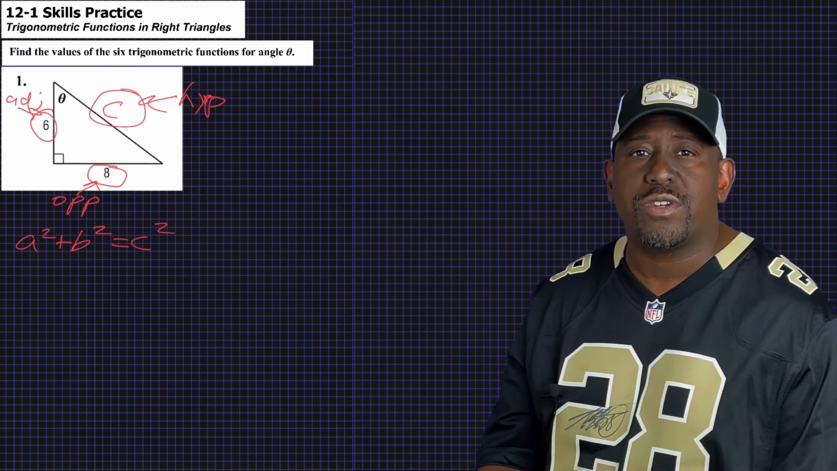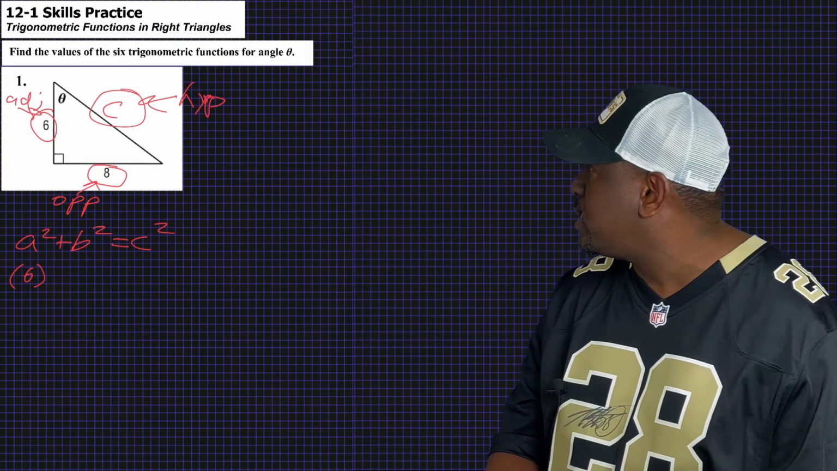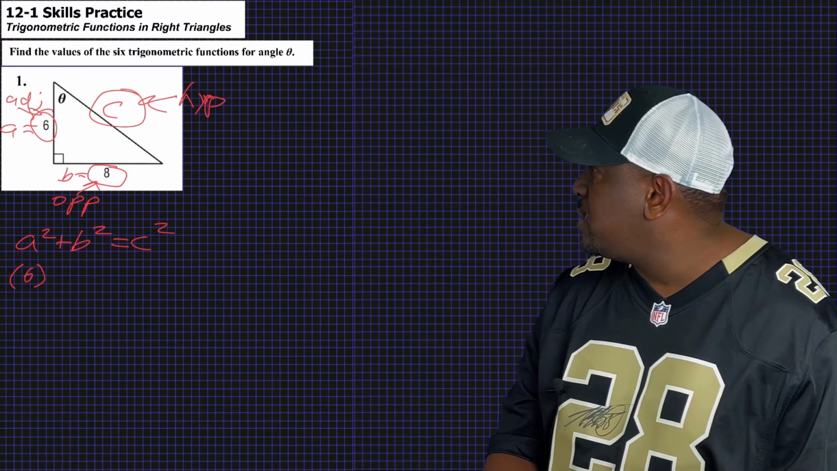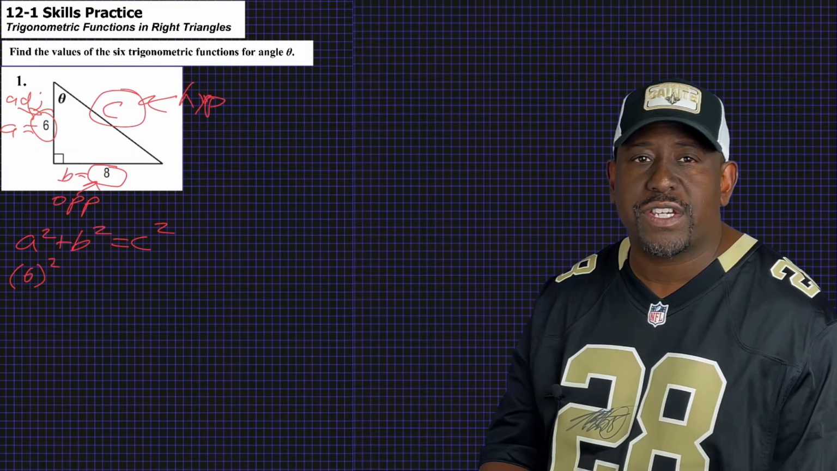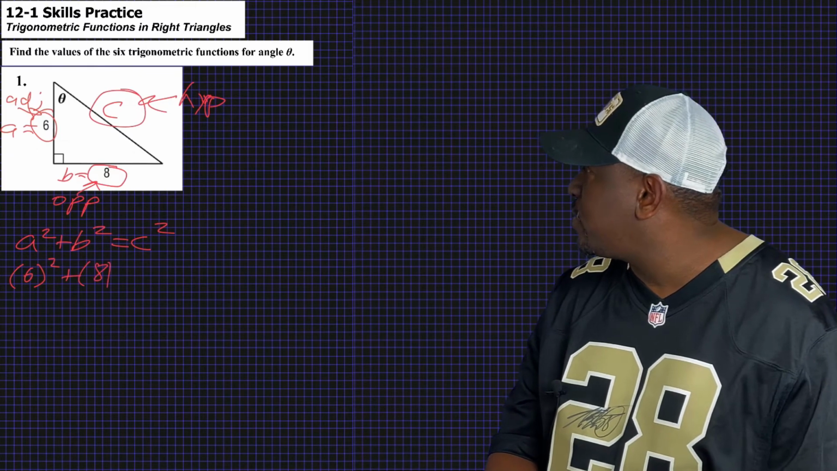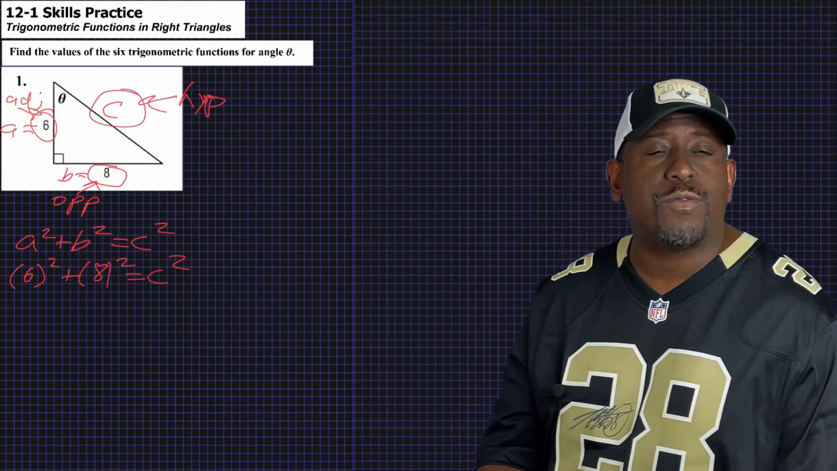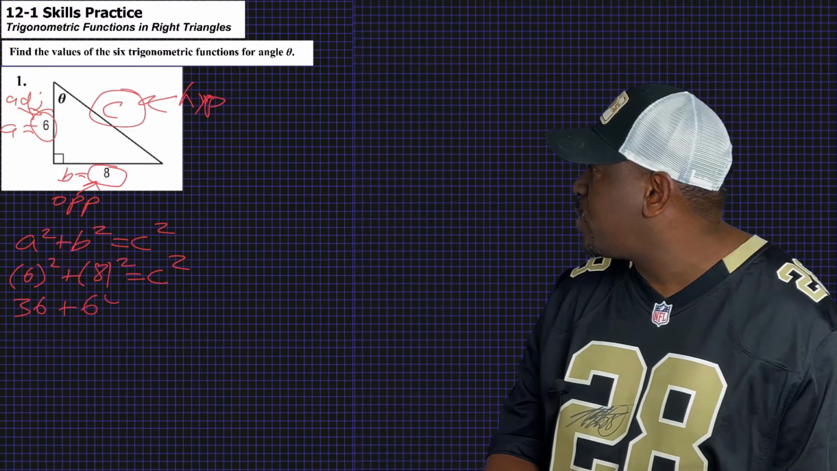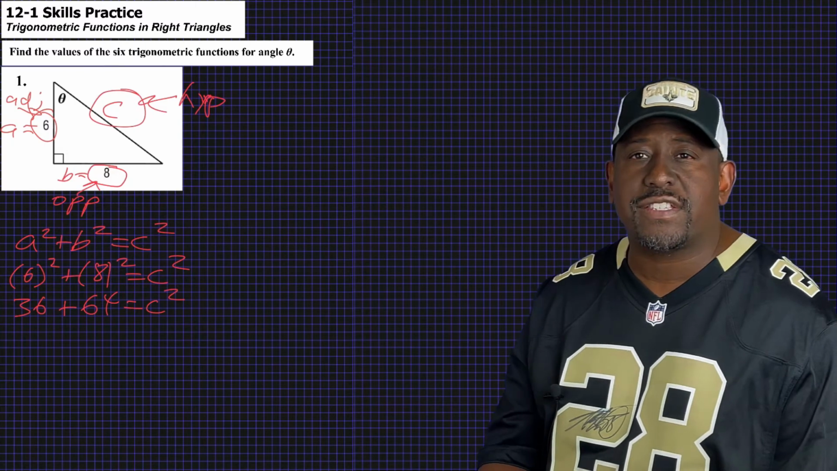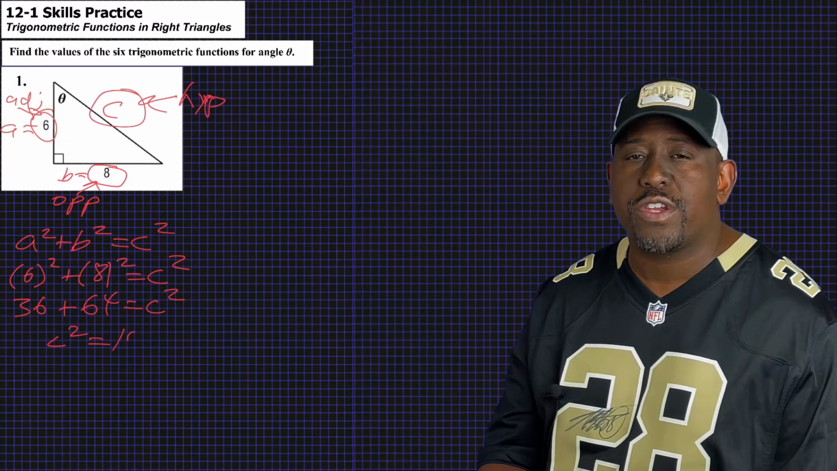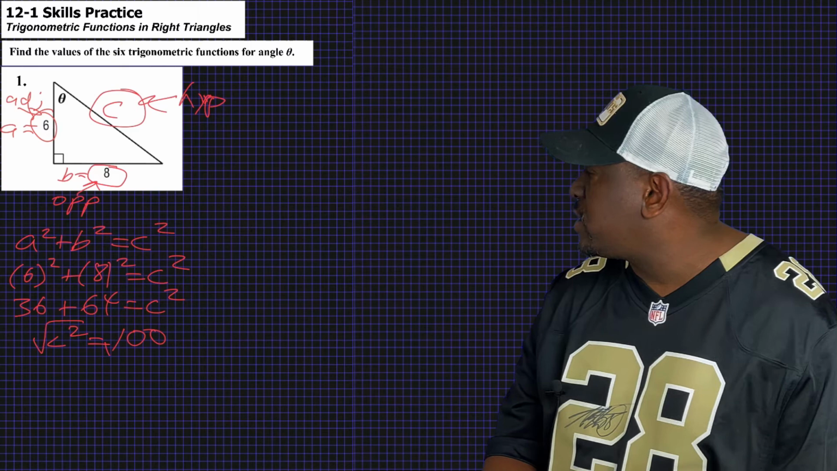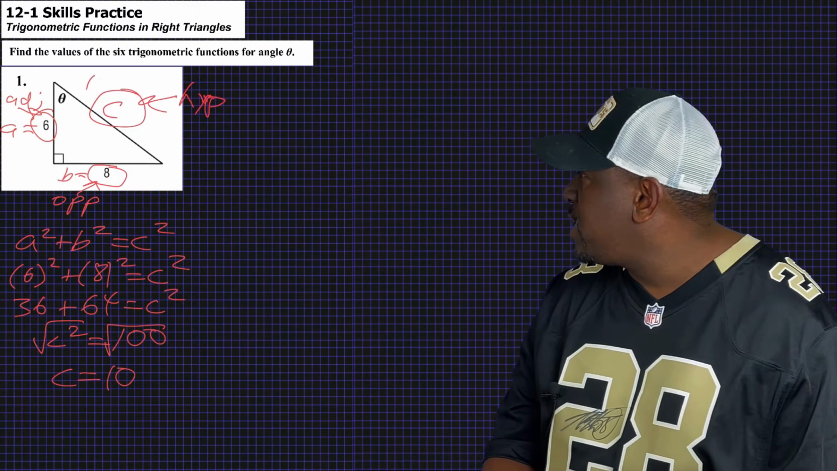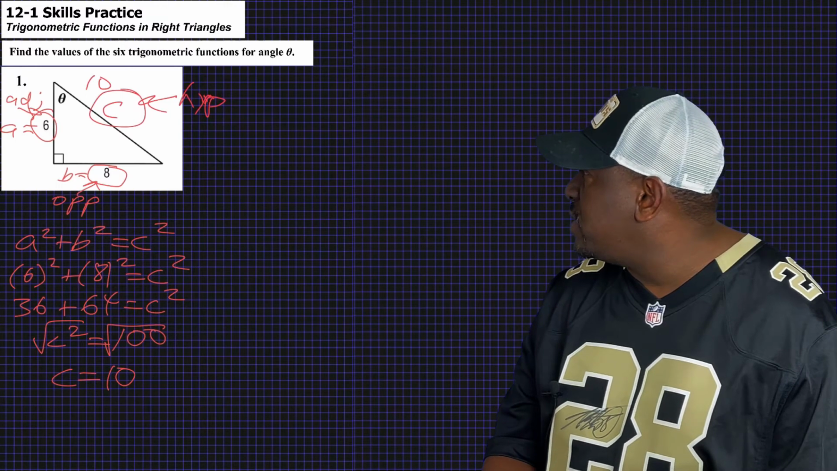We use the Pythagorean theorem, a squared plus b squared equals c squared. We substitute 6 for a, we substitute 8 for b, and we solve for c. So we have 6 squared plus 8 squared equals c squared. 6 squared is 36, 8 squared is 64. You add them together, you get 100. You take the square root of both sides to get c. c is going to equal 10. And so our hypotenuse is 10.